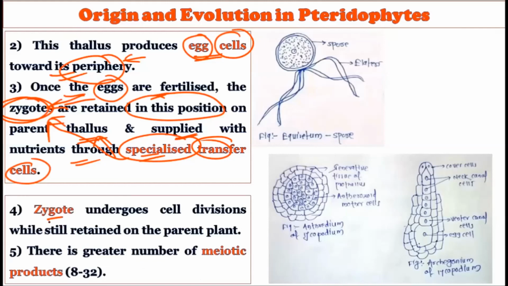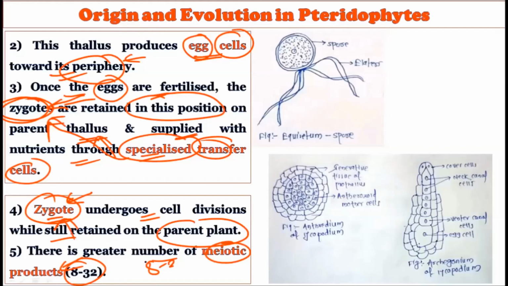Then this zygote undergoes cell division while it is still retained on the parent plant. This is also similar to the bryophytes and pteridophytes, where the zygote undergoes cell division while it is still on the parent gametophyte. And there is a greater number of meiotic products as well, because 8 to 32 cells are formed through the meiotic processes. So all this makes this specialized alga very similar to the bryophytes and the pteridophytes.